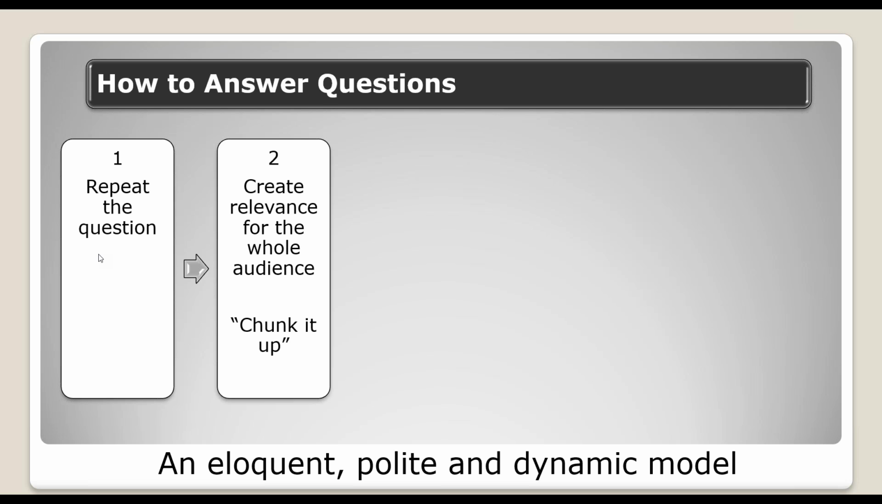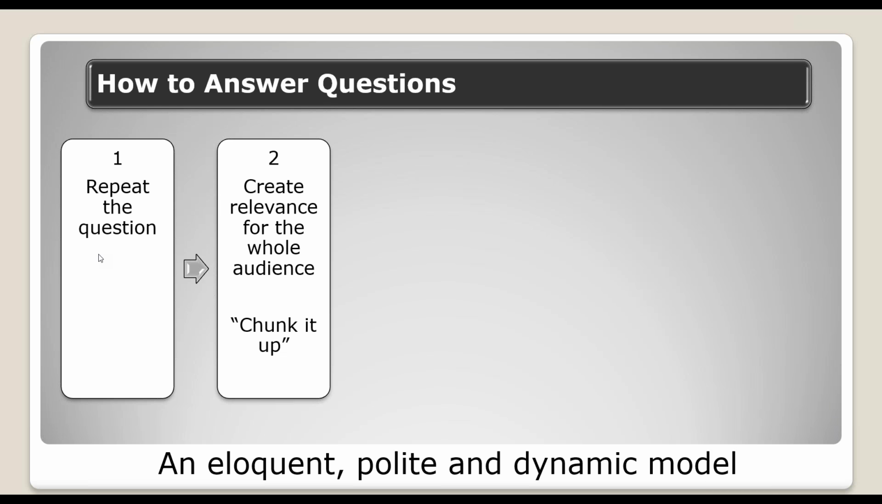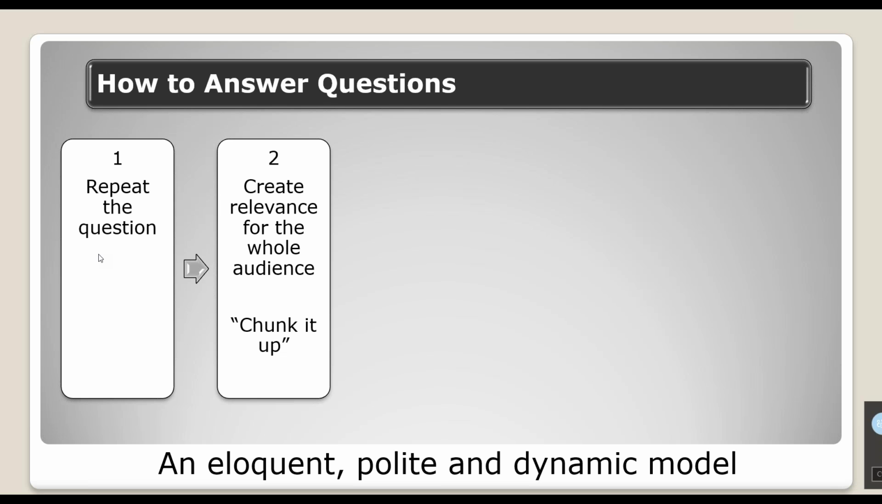Create relevance for the whole audience. This means chunking it up. Why do I care? One person has asked a very narrow question. If I answer that without making it relevant to everyone in the room, I risk losing the attention of the rest of the audience. So if someone asks a narrow question, why does everyone else need to hear the answer? Let me demonstrate a way of chunking it up.